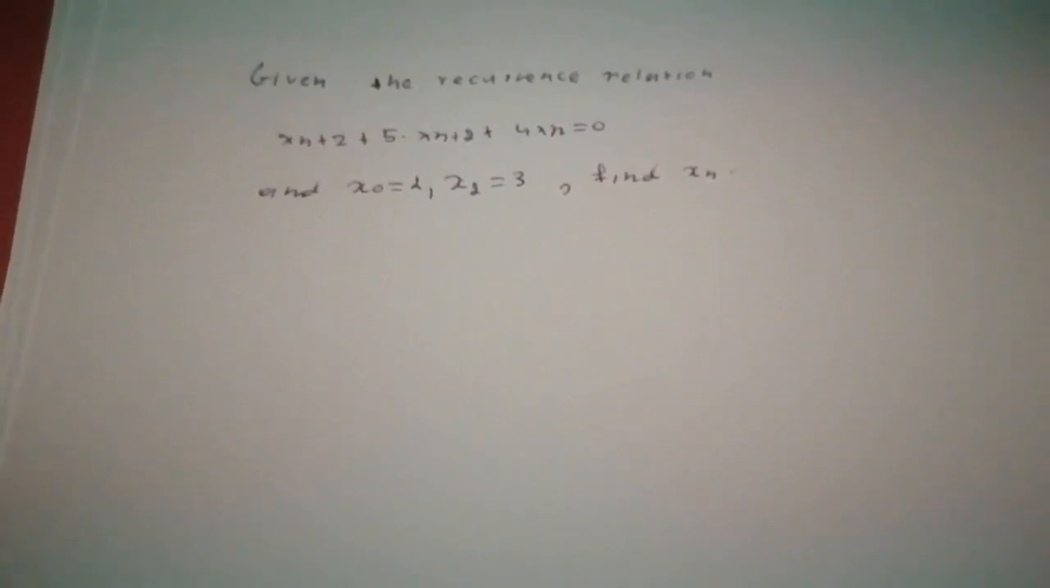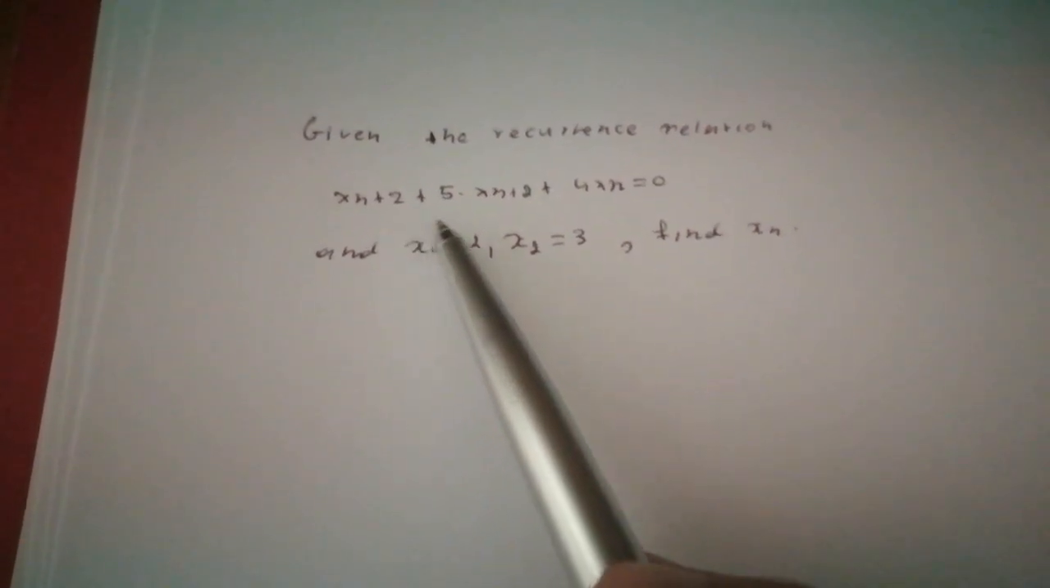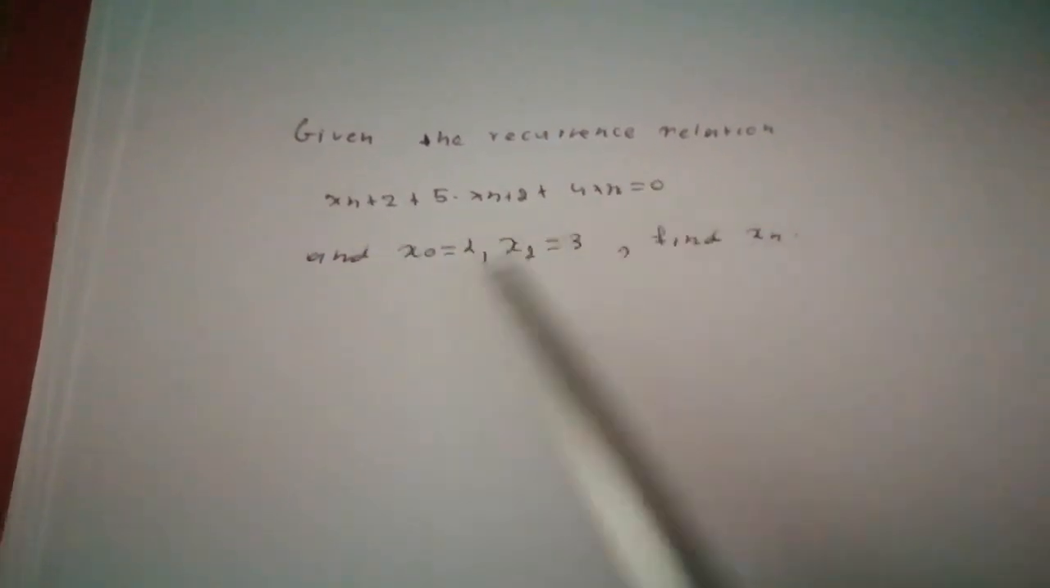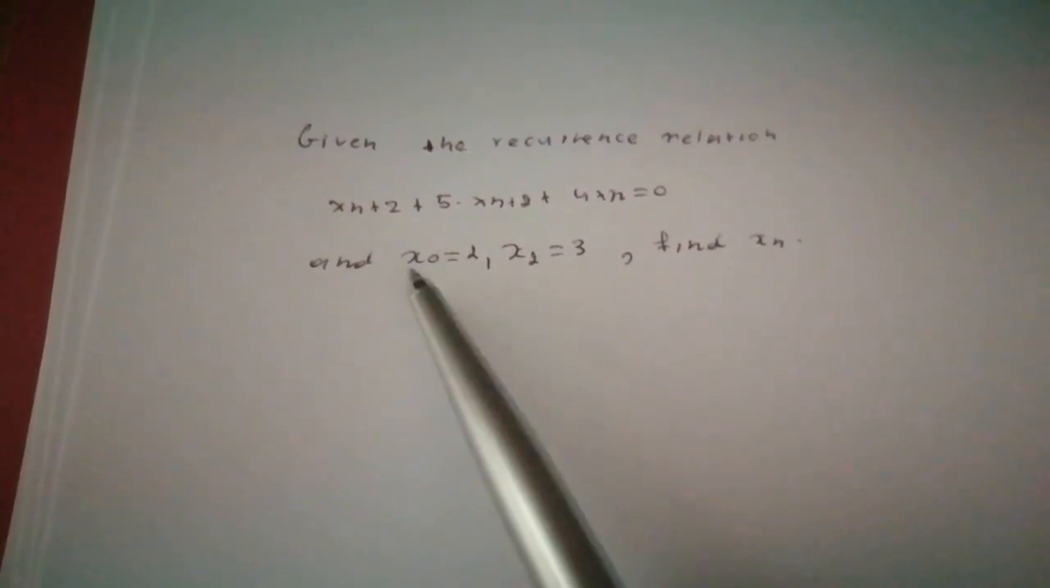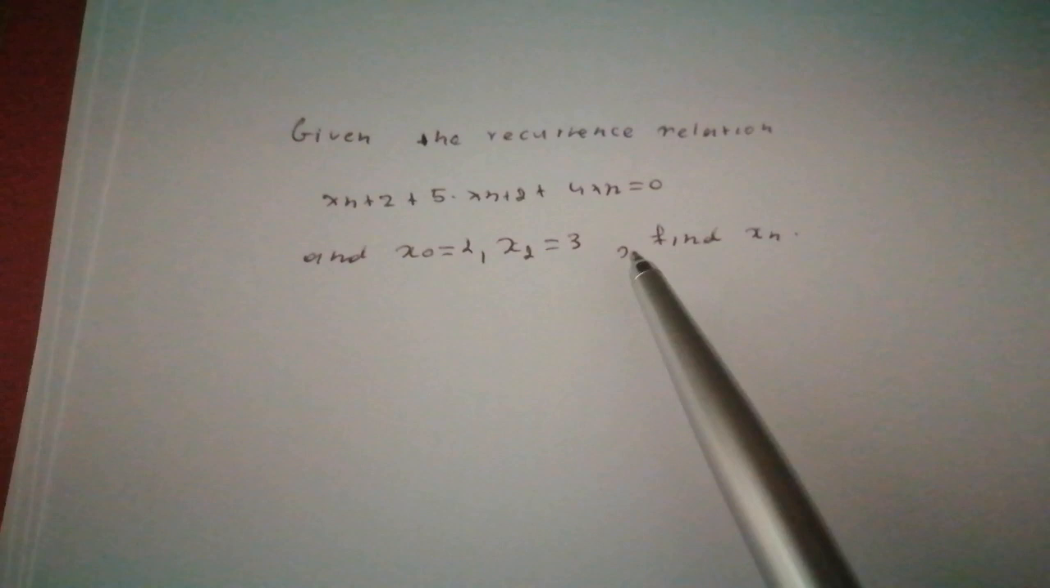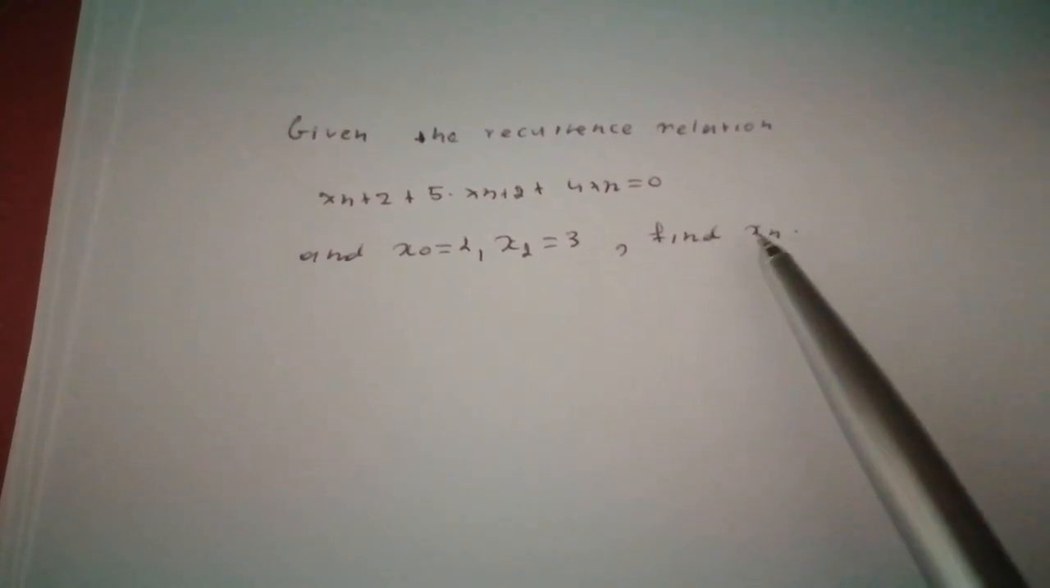In this video we pay attention to recurrence relations. This is the second application. I have made a previous video about how to solve a recurrence equation. So now we have this recurrence equation: x_{n+2} + 5x_{n+1} + 4x_n = 0. Given that x_0 is equal to 1 and x_1 is equal to 3, we would like to find a formula for x_n.